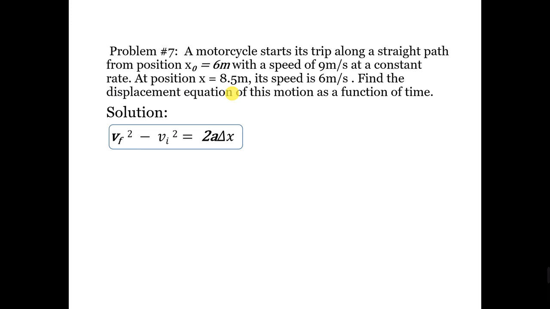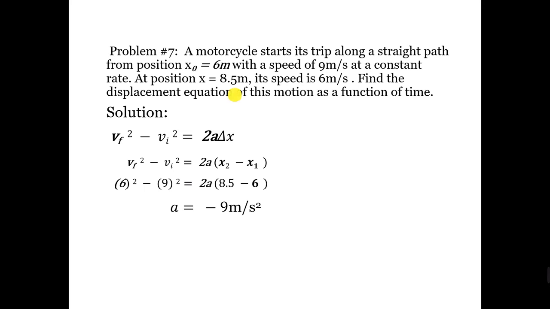We'll use the kinematic equation. Substitute all the given values into the formula, such as 6 meters per second as the final velocity at a distance of 8.5 meters and an initial velocity of 9 meters per second at a distance of 6 meters. Then the result is equal to negative 9 meters per second squared as the acceleration.